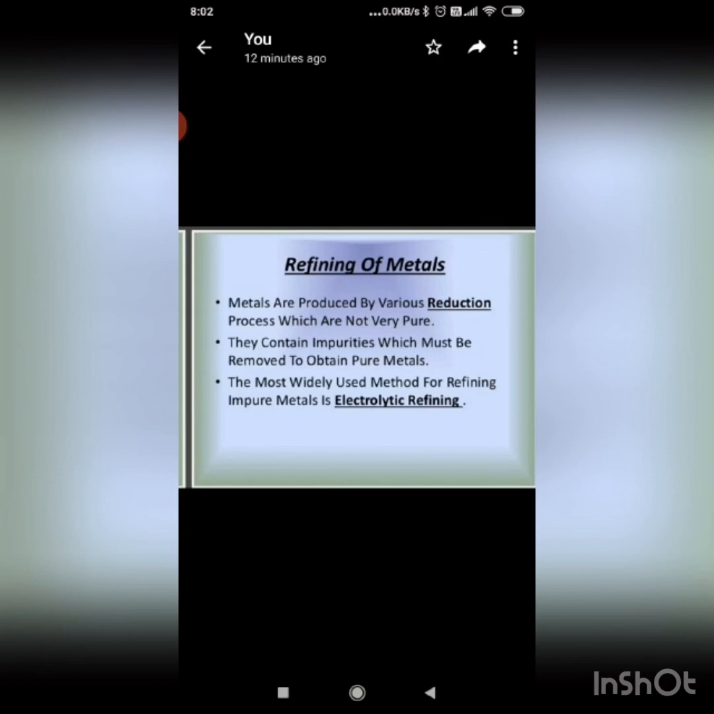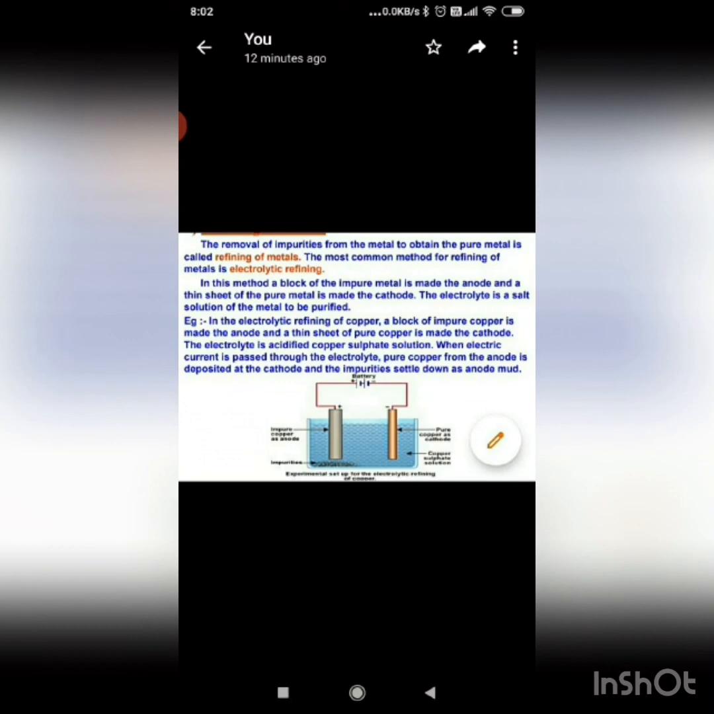Metals extracted by various methods contain some impurities, thus they are required to be refined. Most of the metals are refined using electrolytic refining. So what is electrolytic refining? In the process of electrolytic refining, a lump of impure metal and a thin strip of pure metal are dipped in the salt solution of the metal to be refined. When an electric current is passed through the solution, pure metal is deposited over the thin strip of pure metal from the lump of impure metal. In this, impure metal is used as anode and pure metal is used as cathode.